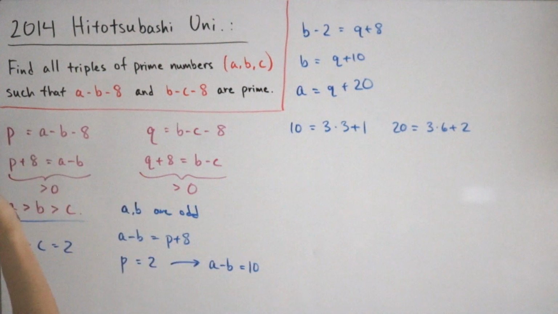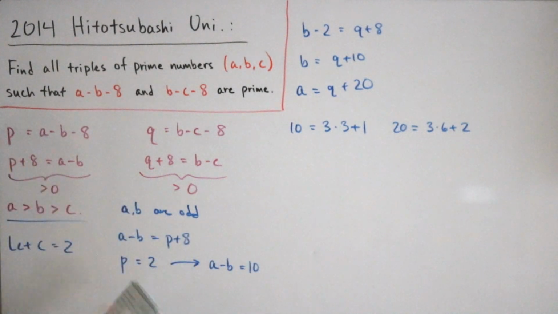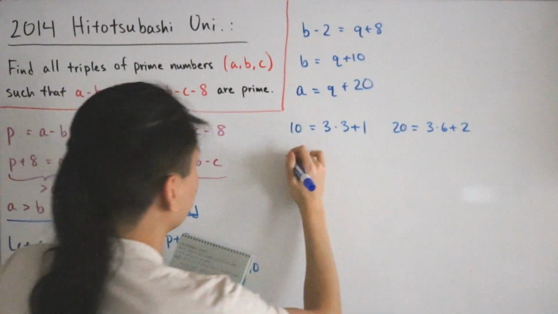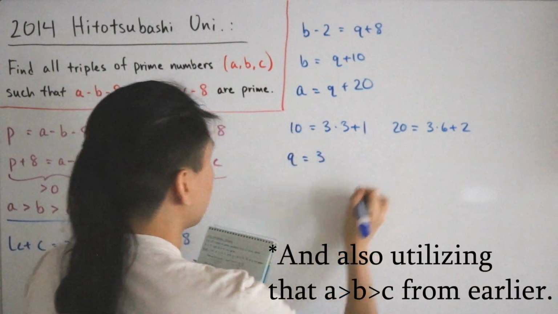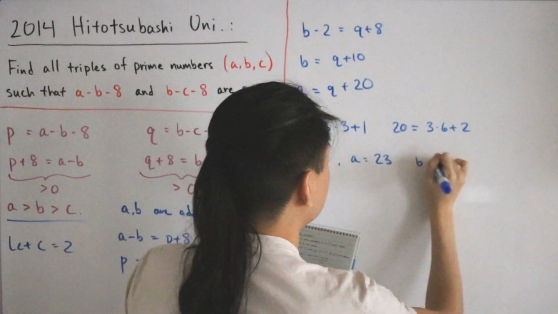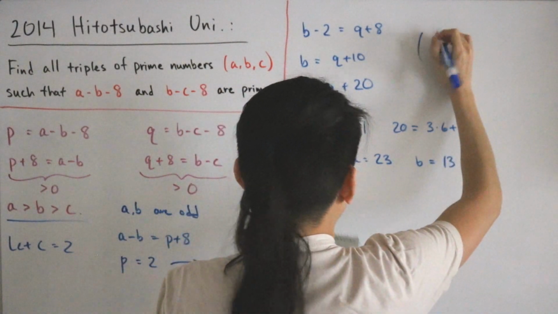And since a, b, and q are prime numbers, the smallest prime number that is a multiple of 3 is 3. Then deducing from the equation over here, we can solve that q is equal to 3. Just put that back in: we have that a is equal to 23 and b is equal to 13. So we actually have our first set of triples of prime numbers.